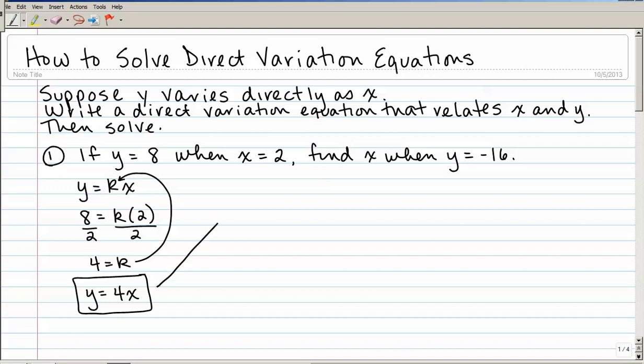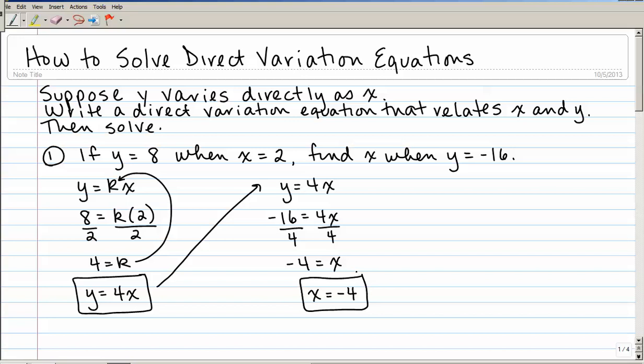Now we're going to use that equation to solve. And the solving is to find x when y equals negative 16. So we're going to plug in negative 16 for y. And I have 4x. And now I need to solve that for x. So dividing both sides by 4, x is equal to negative 4, and that's my solution. Y equals 4x is the direct variation equation. X equals negative 4 is my solution.